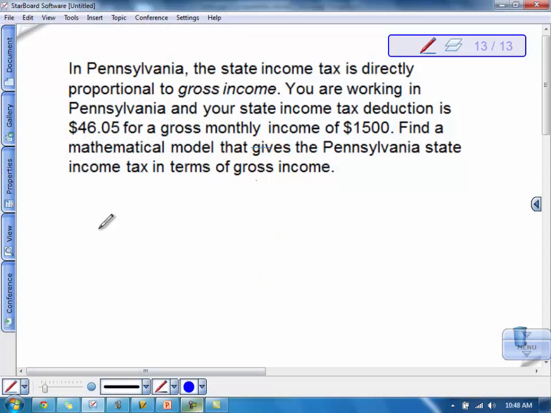Okay, so if you're going to do this one, it's y equals kx, right? Well, in this case, it says the state income tax, which I'll use I for, is directly proportional to the gross income, which I'll use G for.